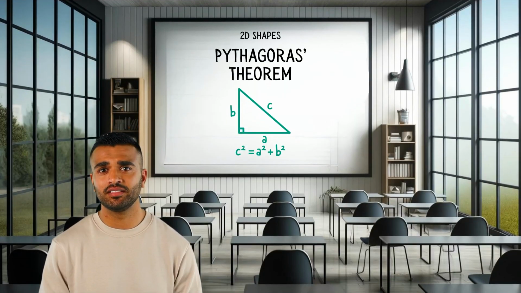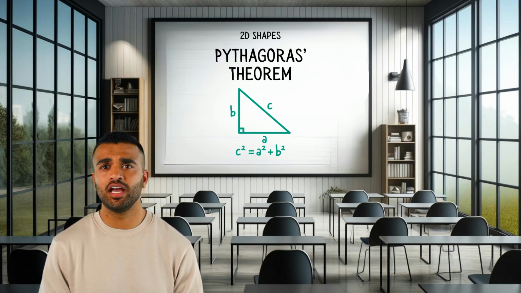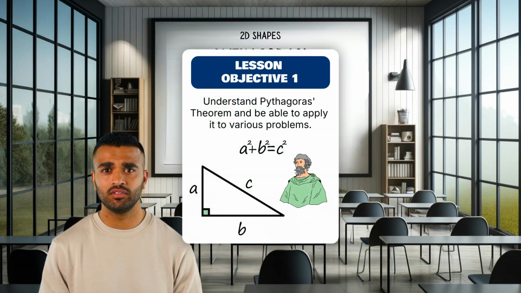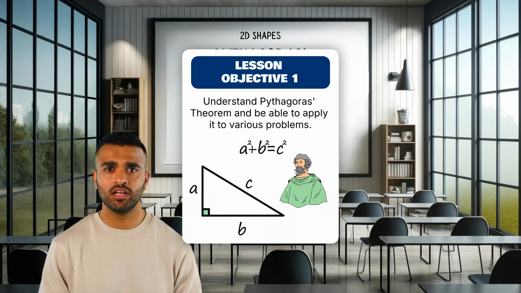In this lesson, we'll build on your existing knowledge of right-angled triangles by diving into Pythagoras' theorem. We will begin by introducing the theorem. This powerful tool allows us to relate the lengths of the sides in a right-angled triangle. We will then apply this theorem to a practice problem.